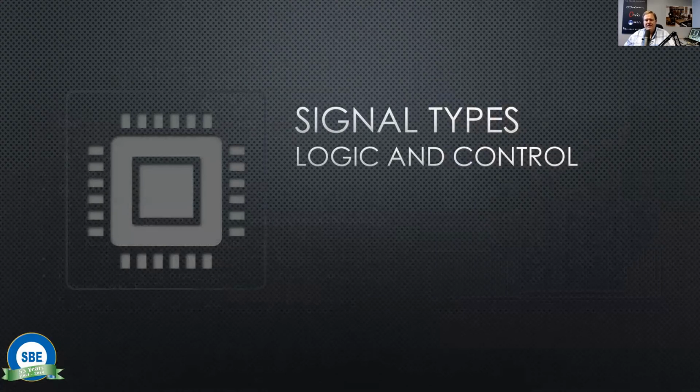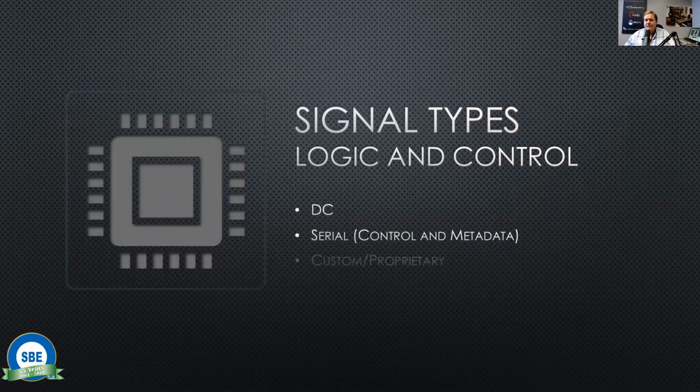So let's talk a little bit about some of the signal types we might see in a facility, not necessarily related to IP, but we'll get to that. So we might see DC, we might see some serial control and metadata, and we might see some custom and proprietary schemes.